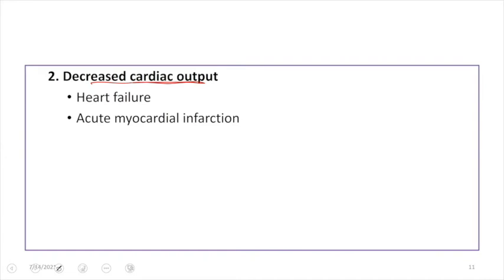And what are the conditions where we see a decrease in the cardiac output? We can see that in case of heart failure, and even in case of acute myocardial infarction, the heart is not able to pump out the blood. Enough stroke volume is not being generated, and because of this there will be a decrease in the cardiac output, and this decreased cardiac output will manifest with prerenal azotemia.